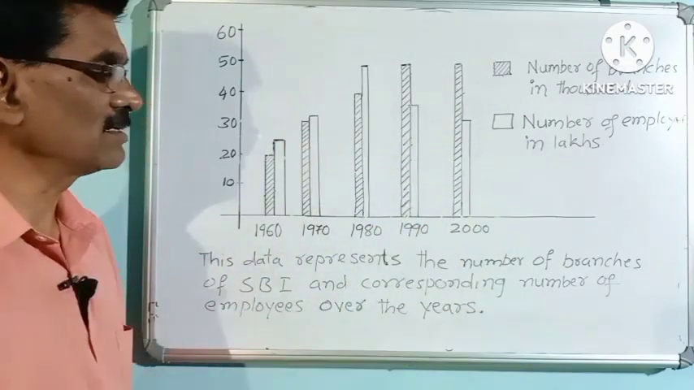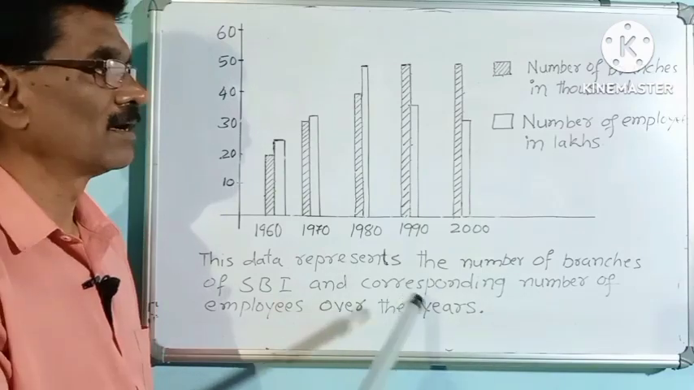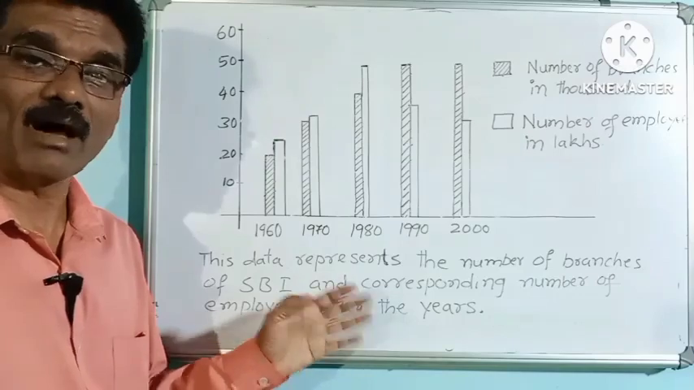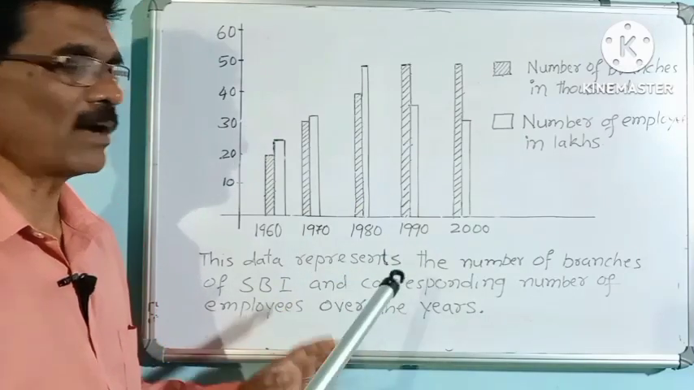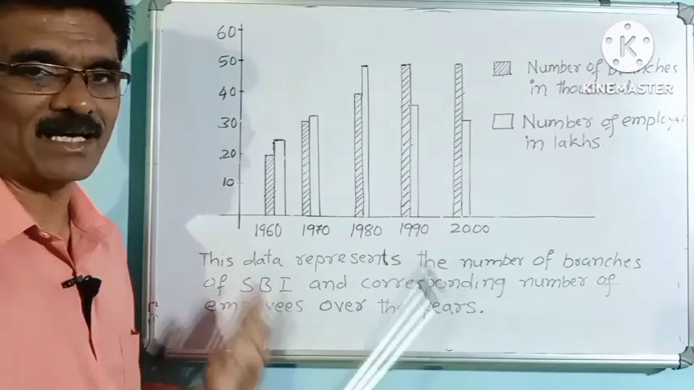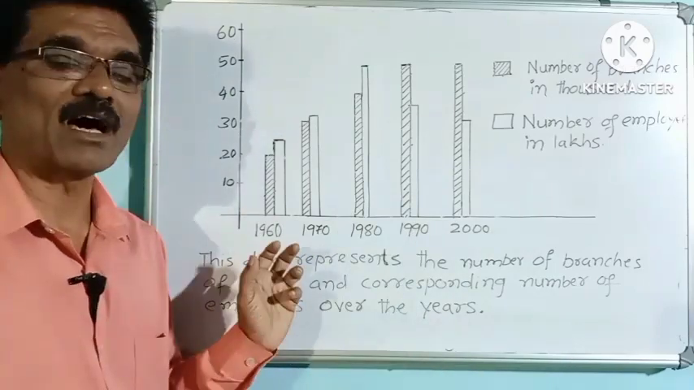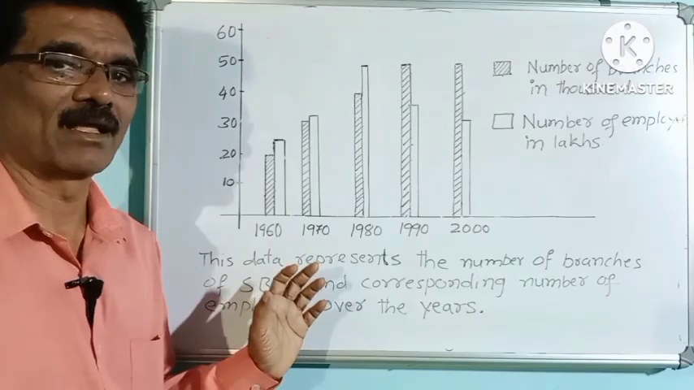Now we have to write a report in about 120 words by interpreting this data. As I have already told you the steps of what you have to write in the first example, now I am going a little fast and I will explain the data here. So first you will write the heading, staff and branches of SBI.